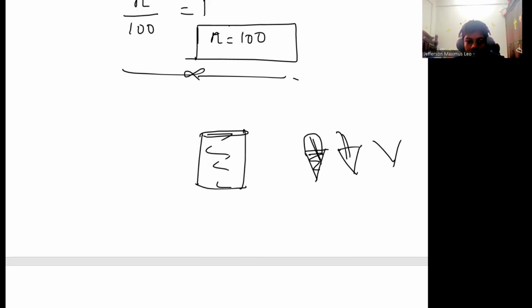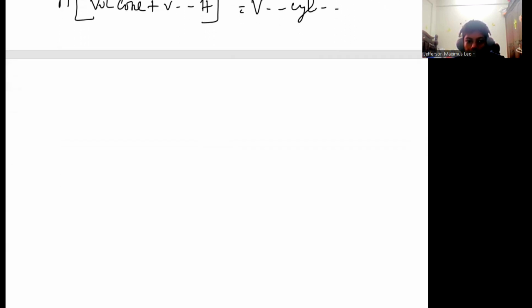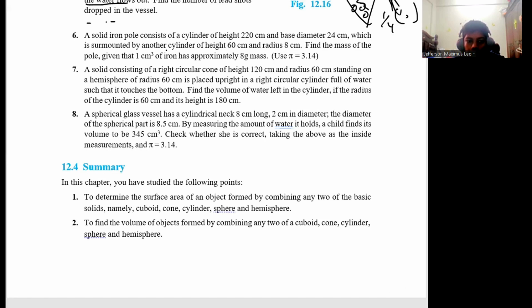இதை எப்படி ஈக்குவல் பண்ண போறீங்க? இந்த ப்ரீவியஸ் சம் சேம் டைப் தான். என்ன பண்ணலாம் சொல்லுங்க? Volume of cone plus volume of hemisphere. So n times the volume of cone plus the volume of a hemisphere is equal to the volume of cylinder. That's all. இதே மாதிரி செஞ்சீங்கன்னா ஆன்சர் வரும். இது extra கொஸ்டின்ல important கொஸ்டின். நெக்ஸ்ட் கொஸ்டின் போலாமா?